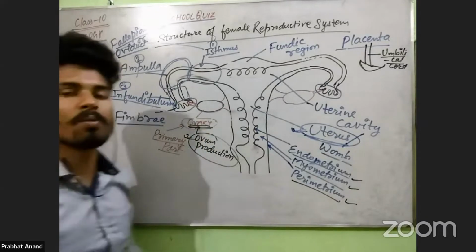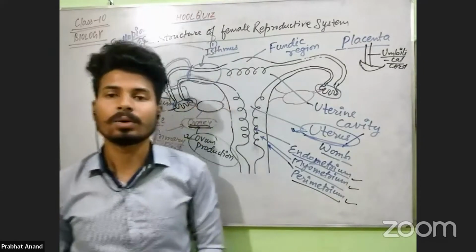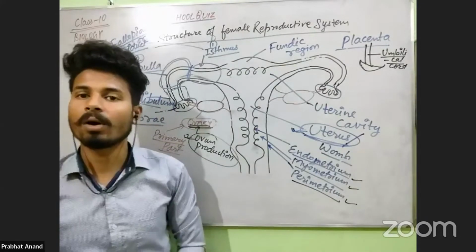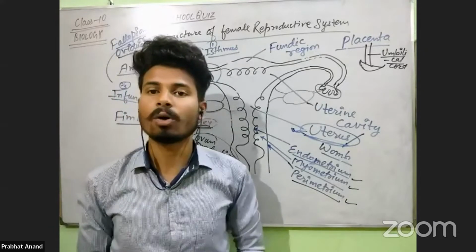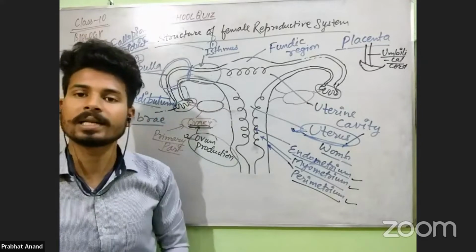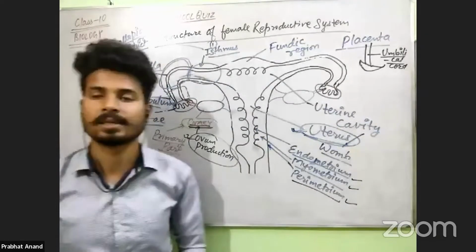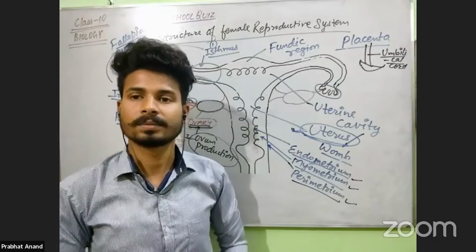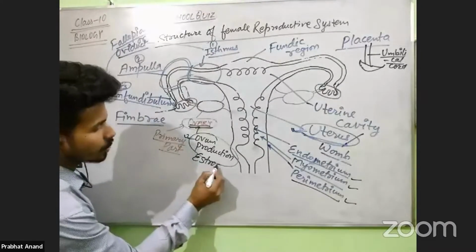And how is the ovum produced? As in the testis we mentioned a kind of hormone, the female reproductive system also secretes some hormones. What are the hormones secreted by the female reproductive system, as I have taught in the previous section? Anyone, can you answer? Sir, estrogen. Yes, estrogen.